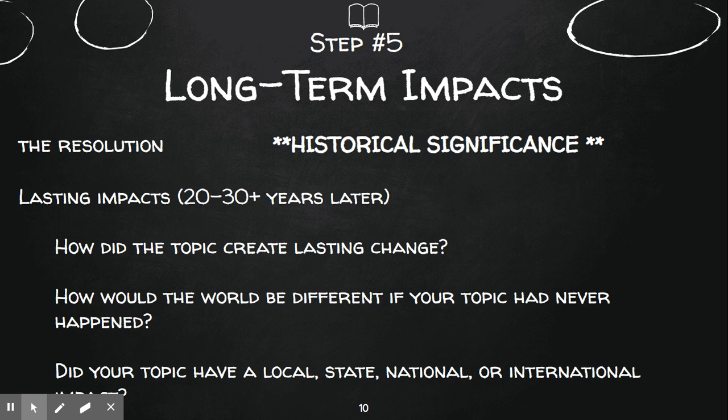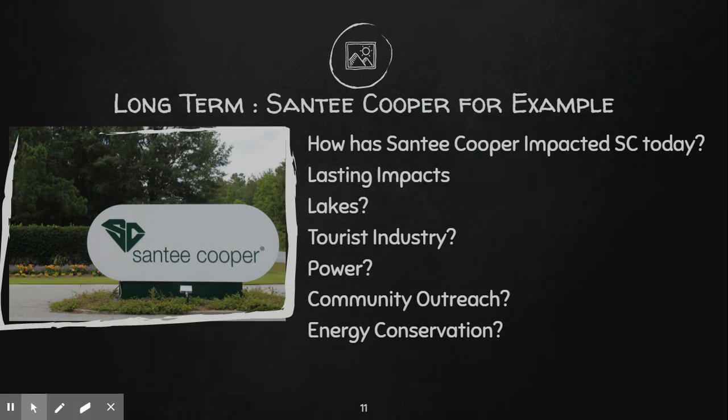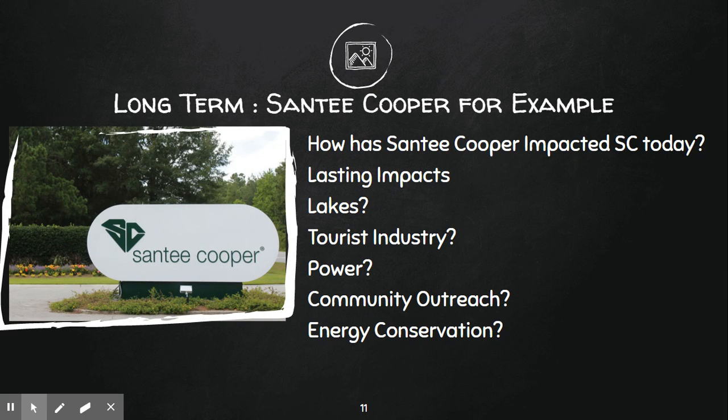And this is again where you can connect your topic to local, state, national, or international history. Don't force it if it doesn't fit one of those, but take your topic and your argument as far as you can. So again, let's look at Santee Cooper one last time. So, Santee Cooper, how has it impacted South Carolina today? What are its lasting impacts?